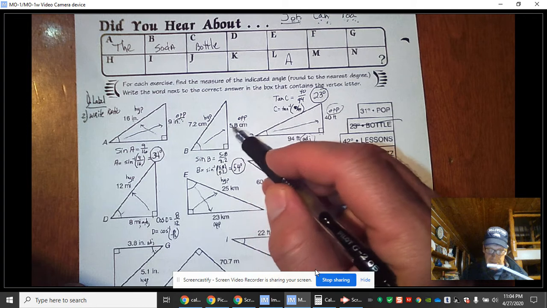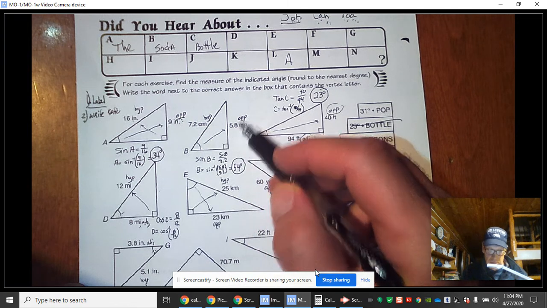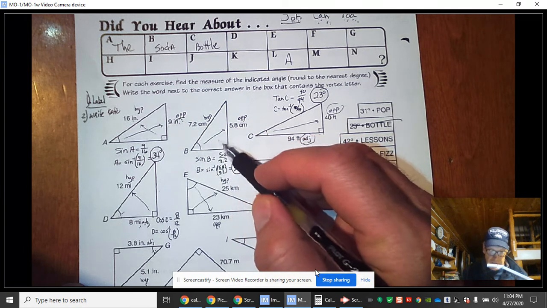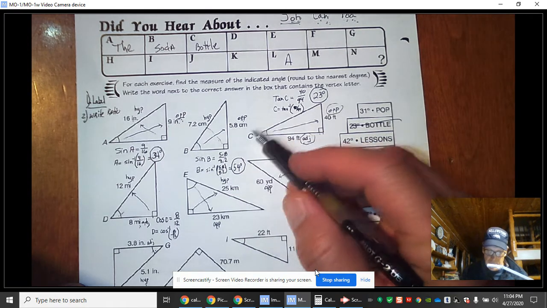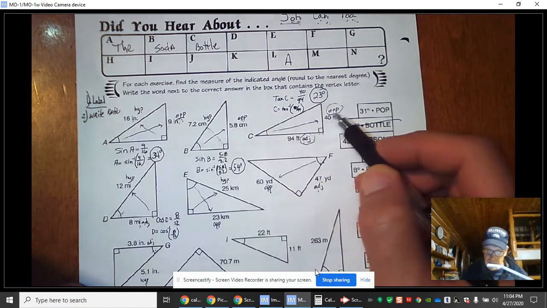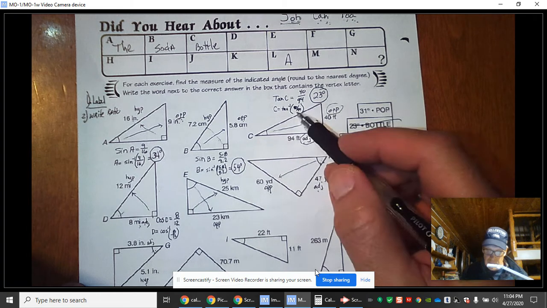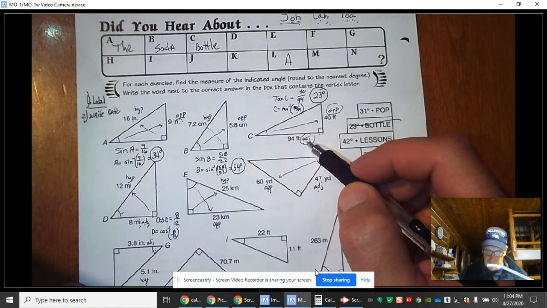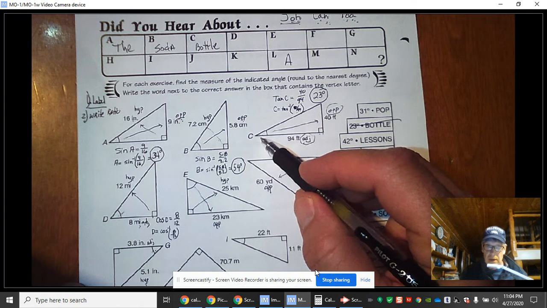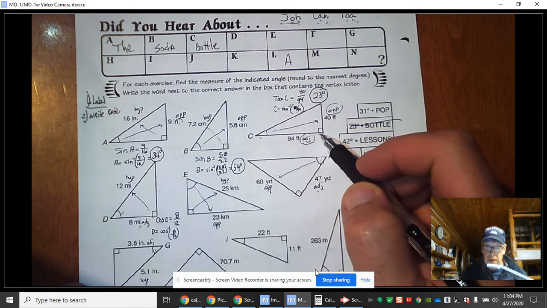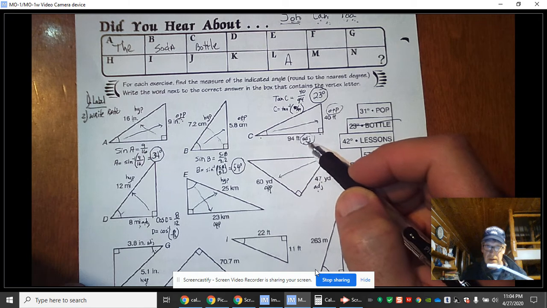Here's B, go opposite, there it is. And that's across from my right angle, that's my hypotenuse. Here's C, that's what I'm looking for, go across, opposite. Oh, I don't need the hypotenuse. Well, what's left? This is the adjacent. So between the angle and the right angle is your adjacent side.